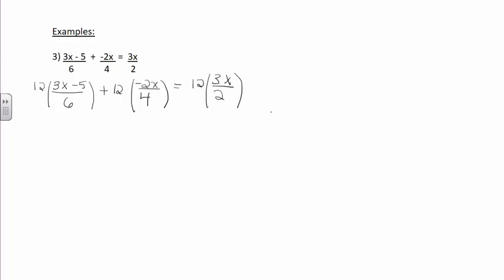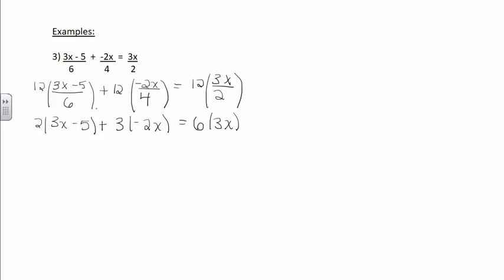And now we are going to reduce these a little bit further. So 12 divided by 6 is 2, so we can actually just write a 2 out in front, 3x minus 5. As such, 12 divided by 4 is 3, so 3 times the numerator, because we've just cancelled out the denominator. And 12 divided by 2 is 6. Again, we get rid of our denominator, and we're just left with our numerator.